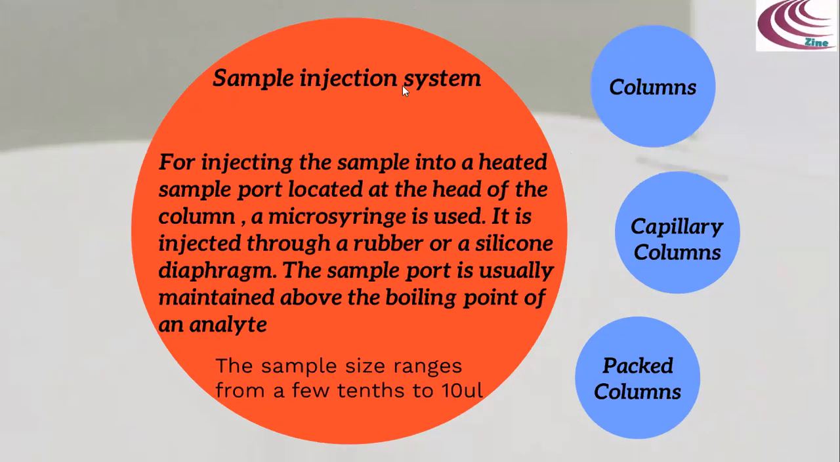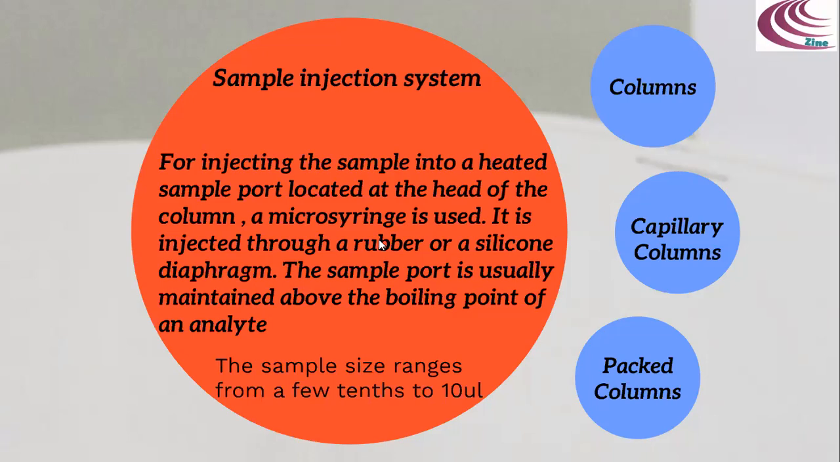Then in the sample injection system, in order to get a peak which is sharp enough and provides accuracy in the quantification, a sample of suitable size should be introduced as a plug of vapor. That is, it should be introduced at once. The slow injection or the oversized samples bring about spreading of the sample and therefore are responsible for poor resolution.